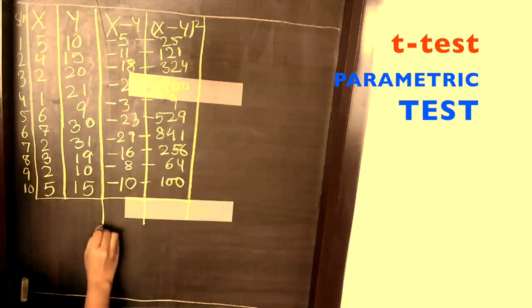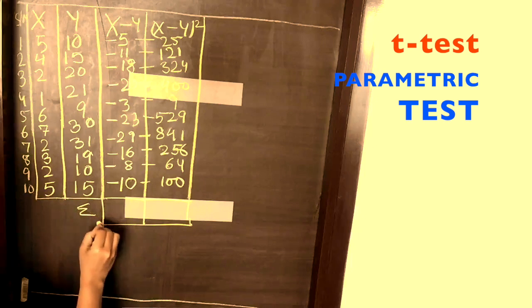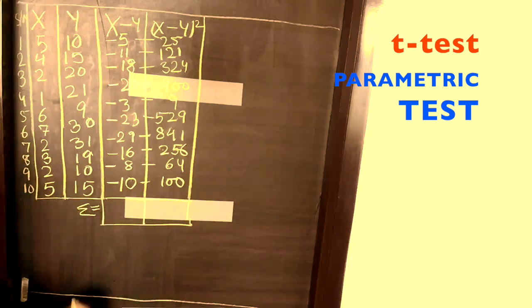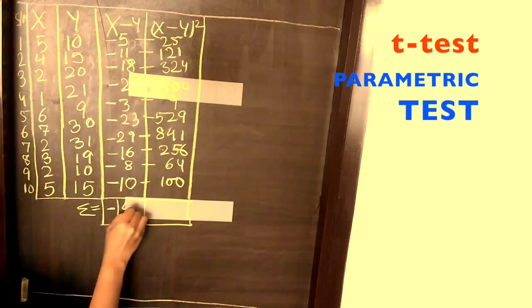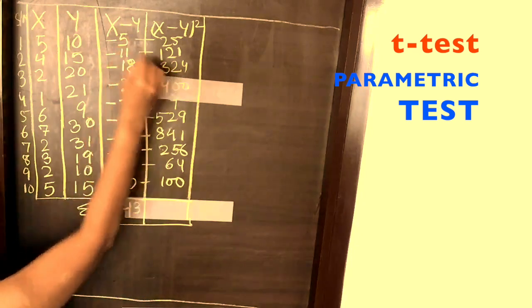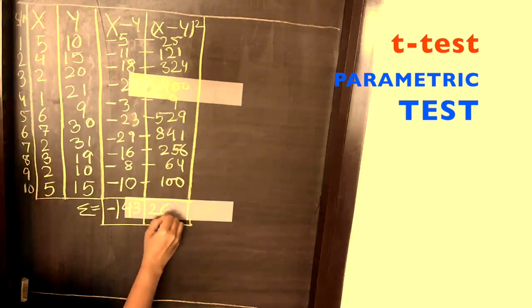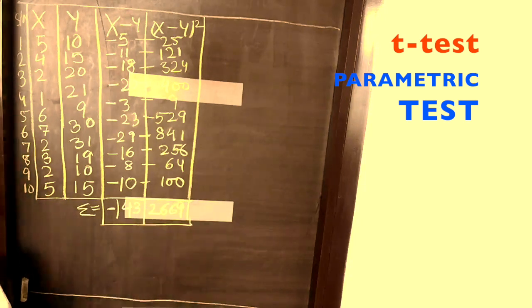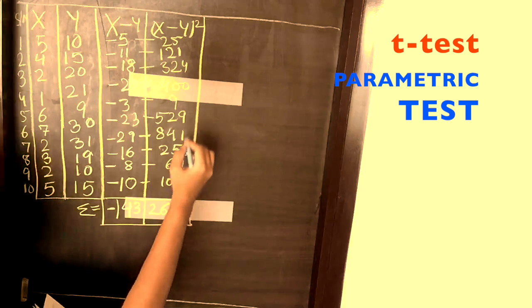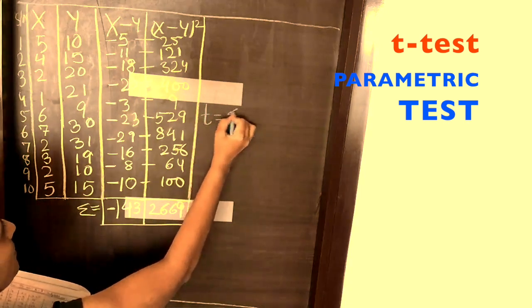So now here we are done with this calculation of x minus y and square of x minus y root, and now we'll find the sum of all the numbers that we've got. So we got the sum of x minus y and sum of x minus y square here.